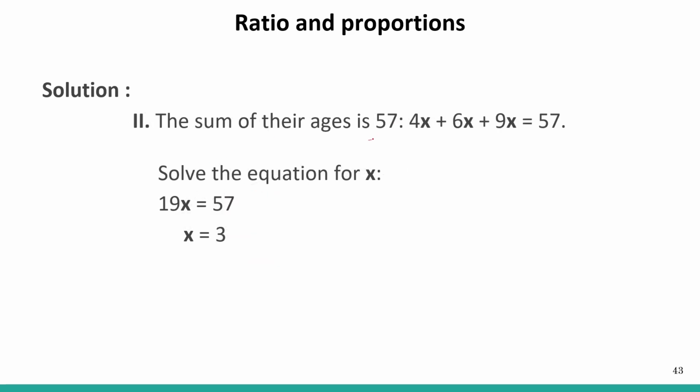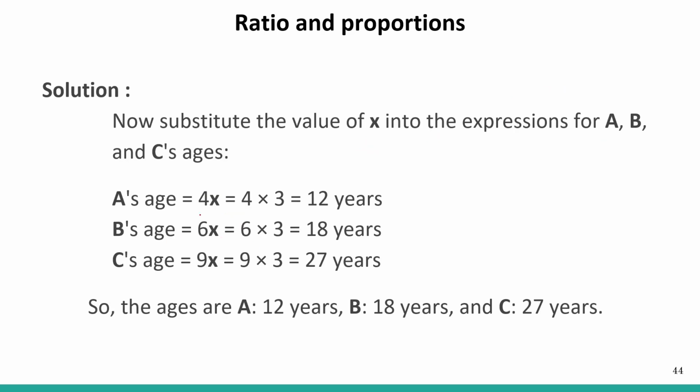The sum of their ages is 57. So 4x plus 6x plus 9x is equal to 57. Solving for x, we are left with x is equal to 3. Now substituting the value of x into the expressions for A, B and C to evaluate their real ages, it becomes 12 years, 18 years and 27 years for A, B and C. A's age is 4x, B's age is 6x, C's age is 9x. So A's real age is 12, B's is 18 and C's is 27 years old. We have found the correct answer.